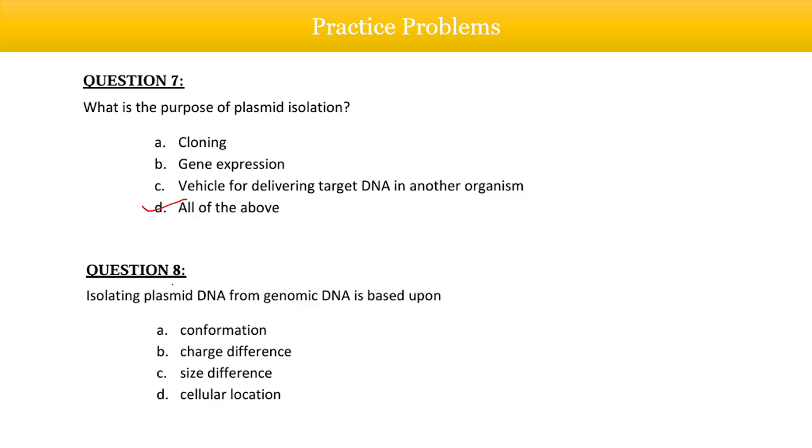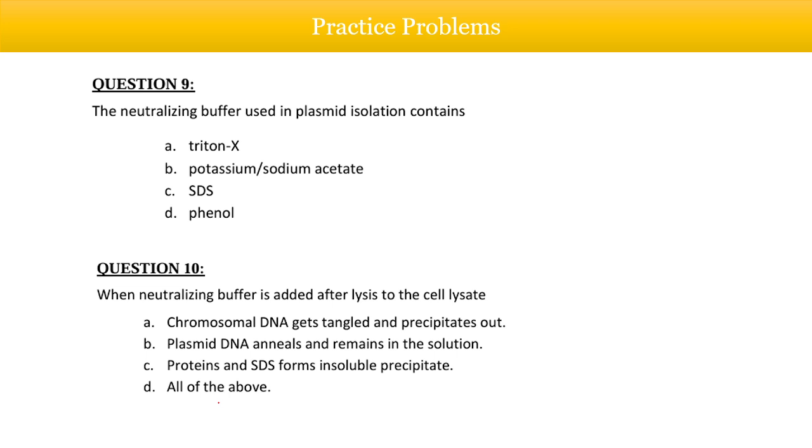Okay, yeah. So based on conformation, that is correct. So conformationally, plasmid DNA is different from genomic DNA. There is no charge difference. The size difference is there, so that's correct, A and C. And the cellular localization is also not correct because for a bacterial cell, the genomic DNA and the plasmid DNA remain together.